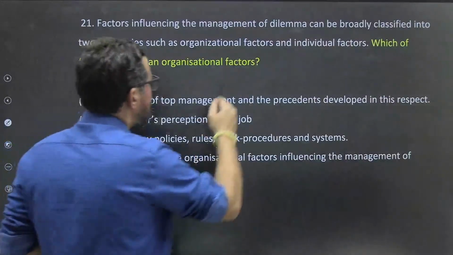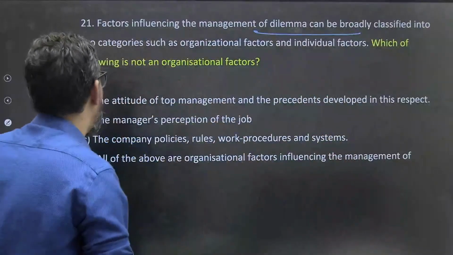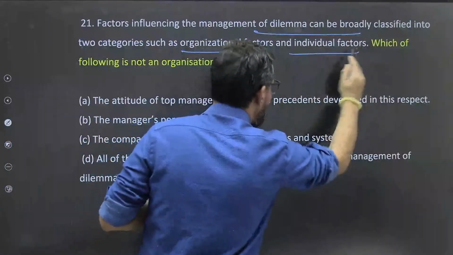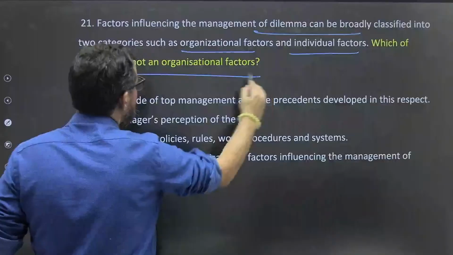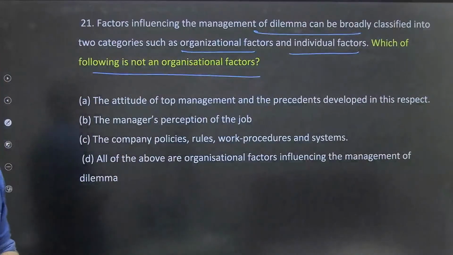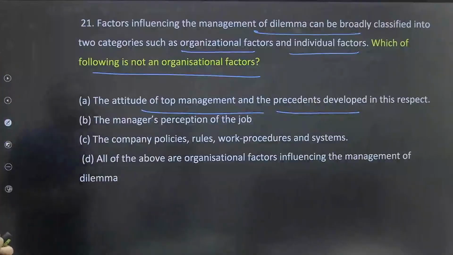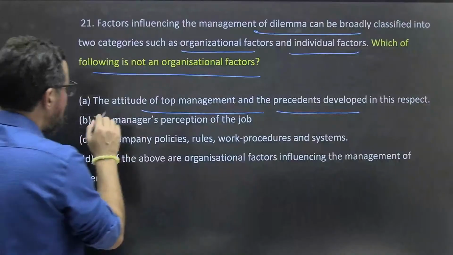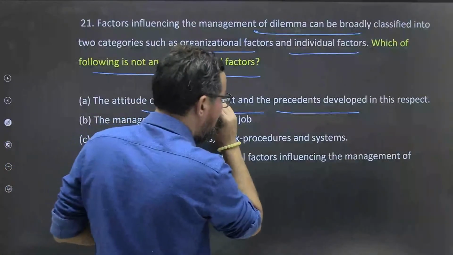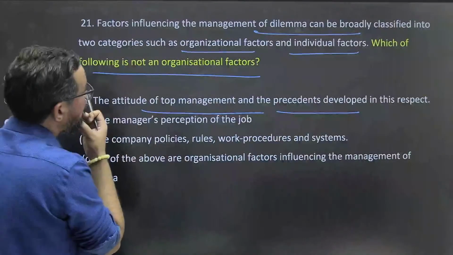Factors influencing the management of dilemma can be broadly classified into two categories: organizational factors and individual factors. True. Which of the following is not an organizational factor? The attitude of top management and the precedent developed in this respect. Manager's perception of the job. Company's policies, rules, work procedures. All of the above are organizational factors influencing the management dilemma. So what will be your correct answer for this one? Anyone? What should be the correct answer? The attitude of top management and precedent developed in this respect. Which of the following is not?